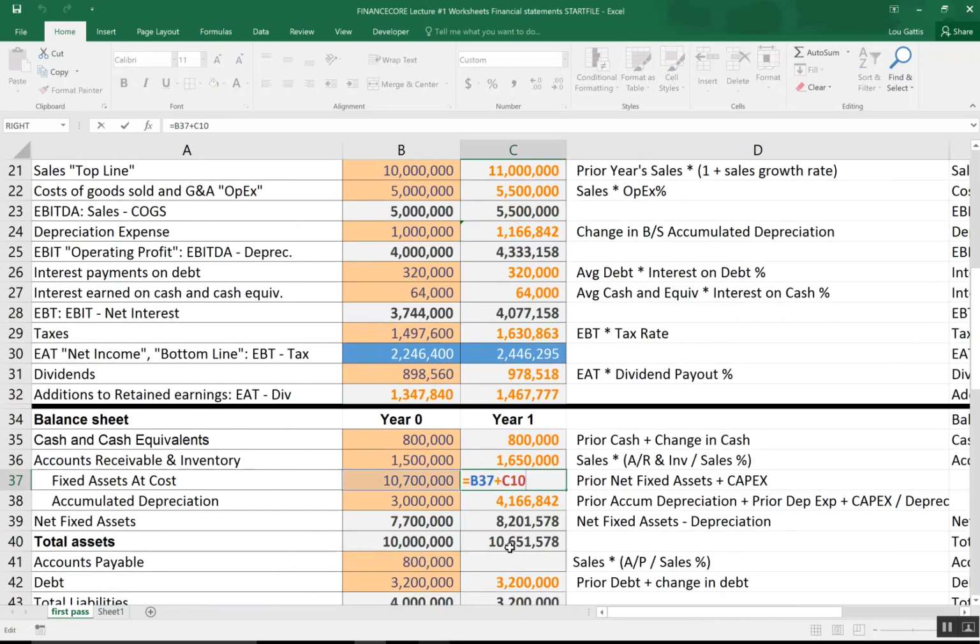We talked about fixed asset at cost. That is going to be that 1.6 million of CapEx. We're going to add that to last year's balance. Accumulated depreciation. Here we had to be a little creative and try to forecast this.